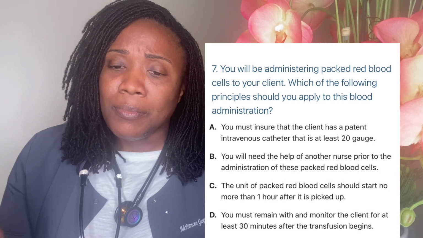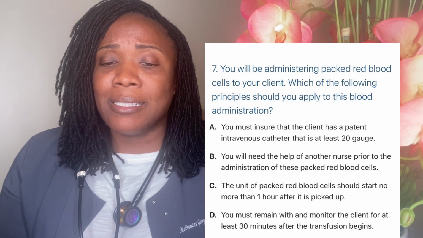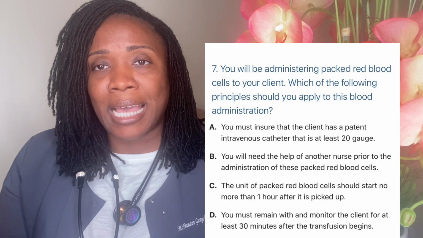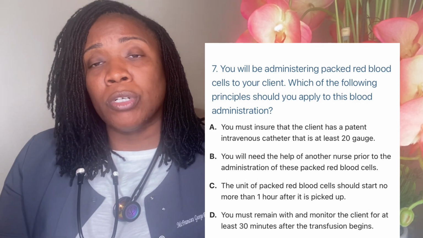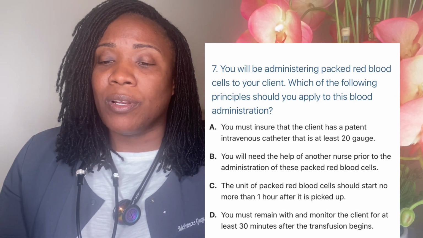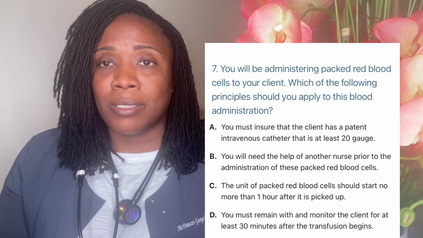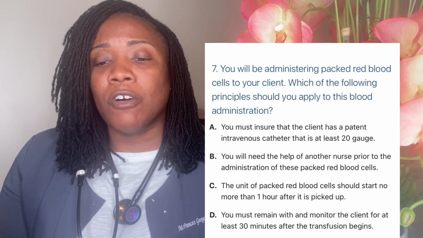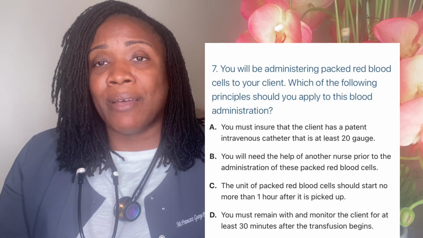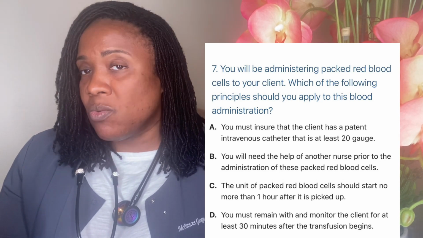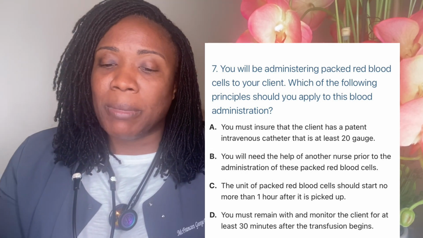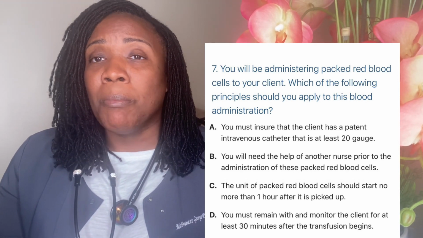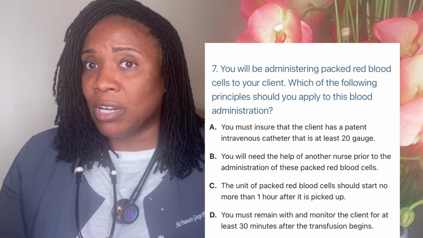So we'll look at A. A says you must ensure that the client has a patent intravenous catheter that is at least a 20 gauge. We know that the patient has to have a patent intravenous catheter. 20 gauge I'm not too sure about yet, so I'm going to hold on to it and go to the next option. B says you will need the help of another nurse prior to administration of these packed red blood cells. That is 100% true, so I'm going to hold on to that option and go on. C says the unit of packed red blood cells should start no more than an hour after it's picked up. We'll come back to that. D says you must remain with and monitor the client for at least 30 minutes after the transfusion begins. You do need to stay with the client, but I'm just not too sure. I'm going to come back to that 30 minutes.